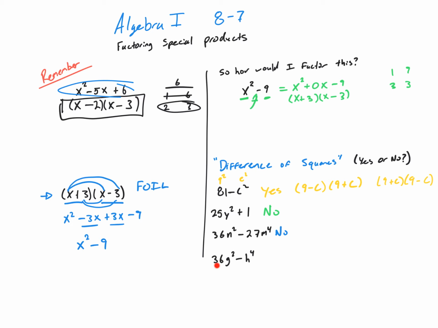What about this one? Is this a perfect square? Is 36 a perfect square? Yes. Is G squared a perfect square? Yes. Is H to the 4th a perfect square? Yes, because this would be 6 squared, and G squared minus H squared gives me H to the 4th. So I'm going to say yes, this is. It's going to factor into 6G plus H squared and 6G minus H squared.